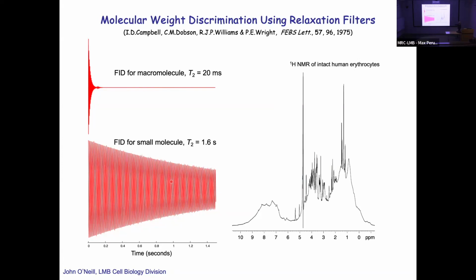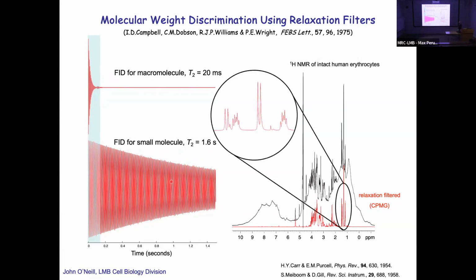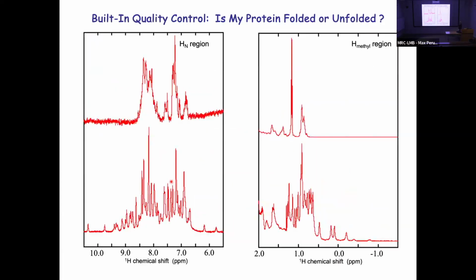Looking at the overall profile of an intact erythrocyte, live erythrocytes in this case, we get broad signals from the macromolecules, and superimposed on that are sharp signals from the small molecules. If we do the relaxation filtered experiment, we get a high resolution spectrum for the small molecules only, which can be very useful for metabolomic studies. There are a lot of groups working on tracing hundreds of metabolites simultaneously from the same NMR spectrum.